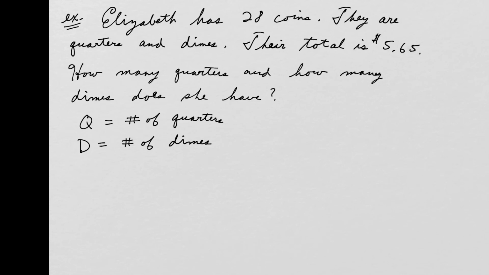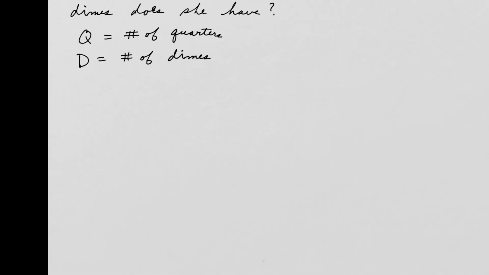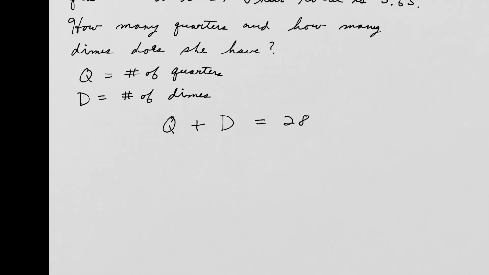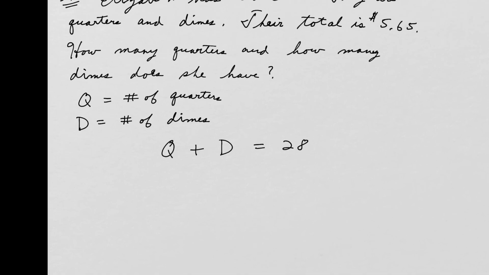So if you look at the first sentence, right, it says Elizabeth has 28 coins total. So that must mean that the number of quarters, Q, plus the number of dimes, that has to equal 28, right? The total number of coins is 28. And then the second piece of information we're given is that the total amount of money that she has in terms of quarters and dimes is what? $5.65, right?